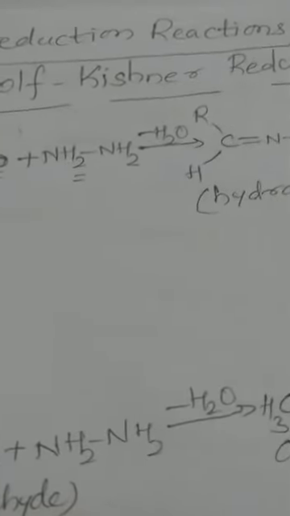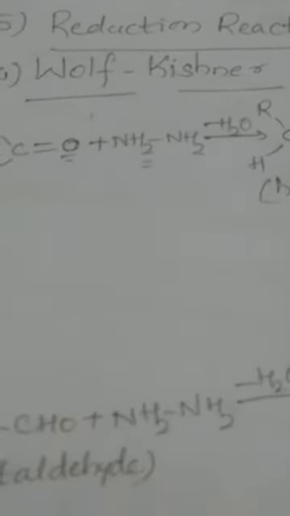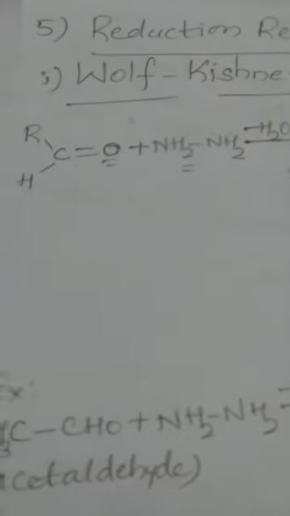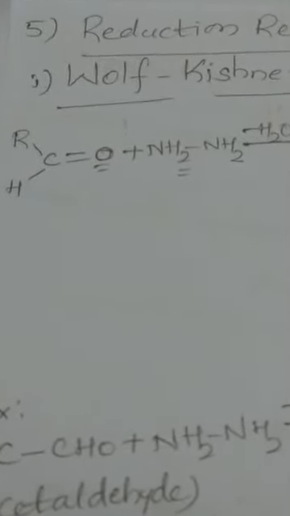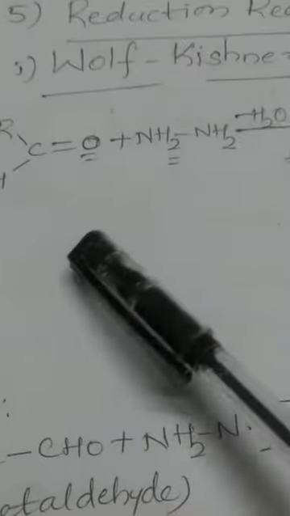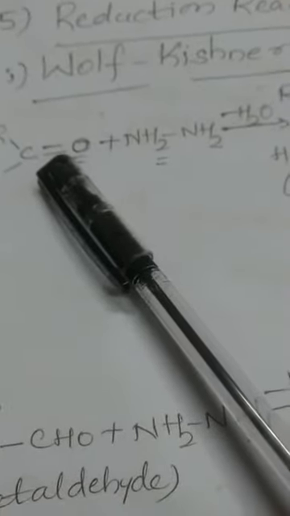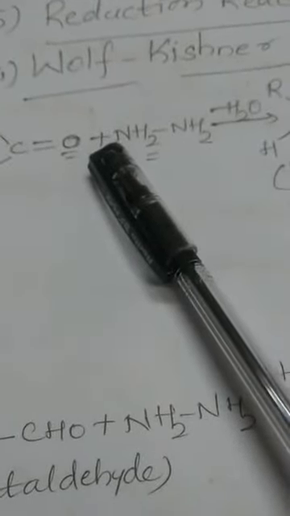Now let us look at the details of the first reduction reaction, the Wolff-Kishner reduction. In this particular reaction, the carbonyl group, the CO group, will be reduced to a methylene group, CH2. CO becomes CH2 in the product. Let us see how it happens.